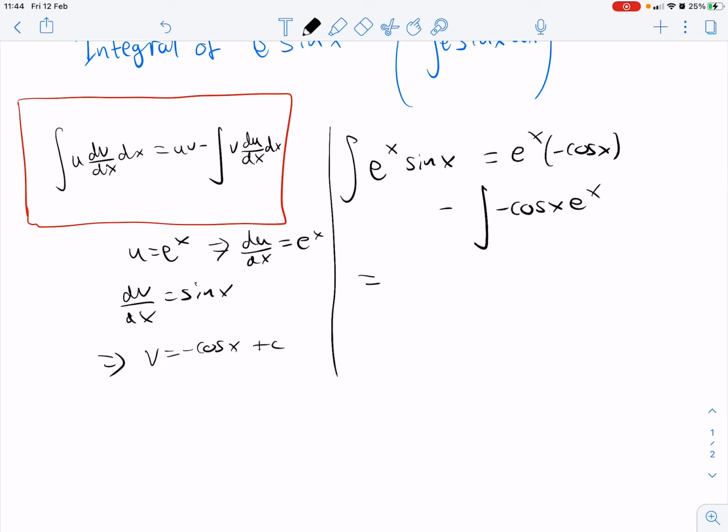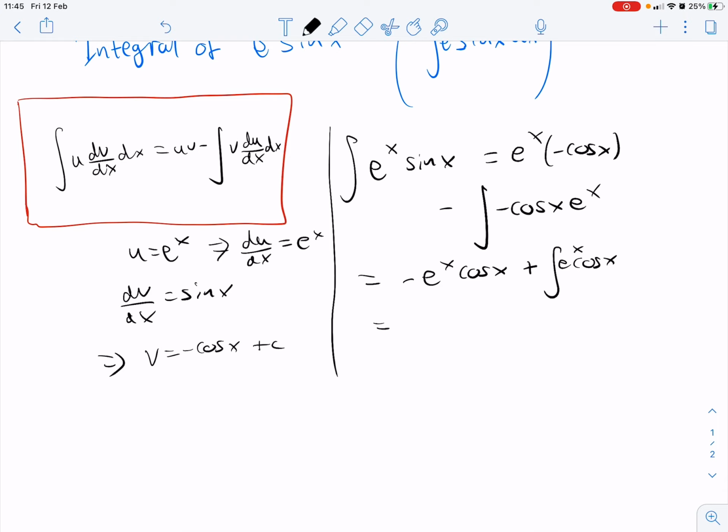So then we're going to get minus e to the x cos x plus the integral. Because look, I'm taking the minus sign outside, minus times a minus is plus. So minus e to the x cos x plus the integral of cos x e to the x. So when we integrate cos x e to the x, we've got to do that v du dx thingy again, don't we?